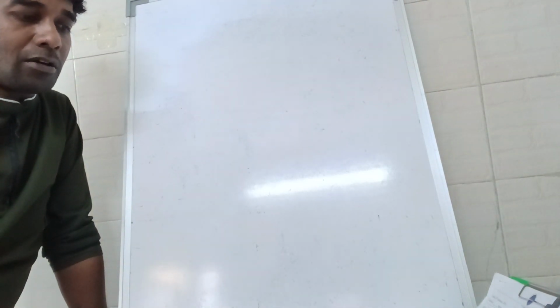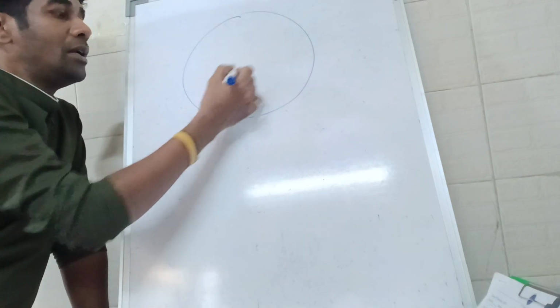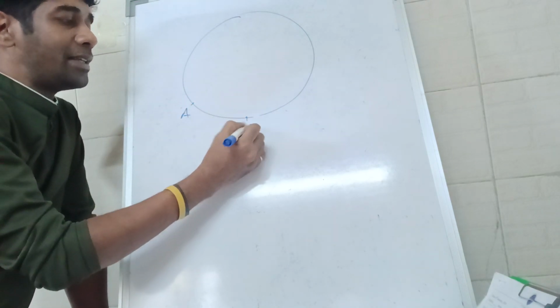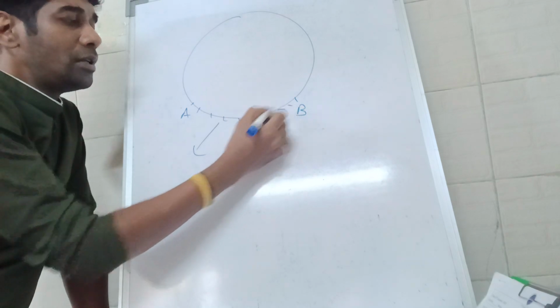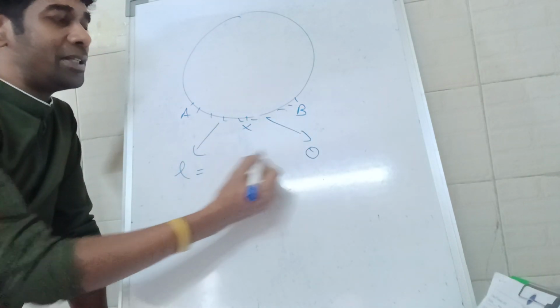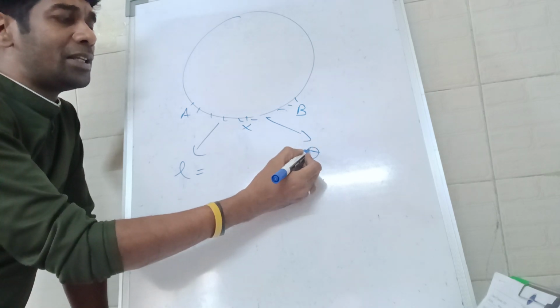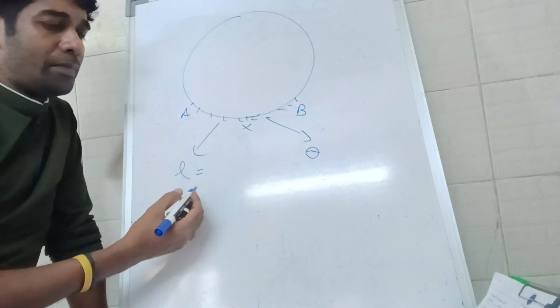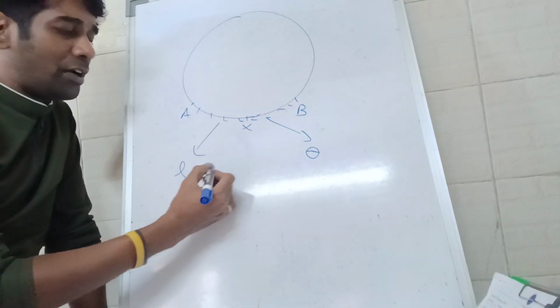The length of an arc of a circle is 3.5. I have a circle, the arc named AXB. I told you this side we will take as length and here we will take as theta. Length will be in centimeters, and theta will be in degrees. Length can be in centimeters, meters, anything. Now it is said the length of the arc is 3.5 centimeters.